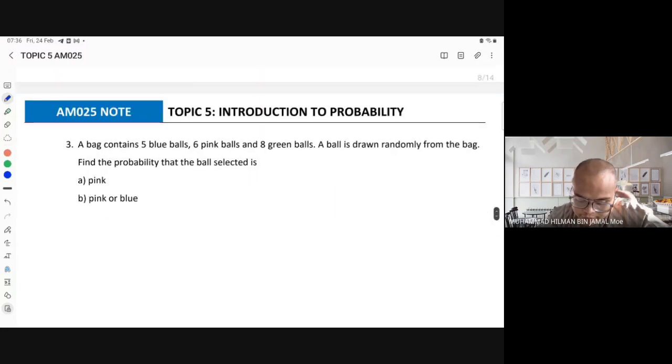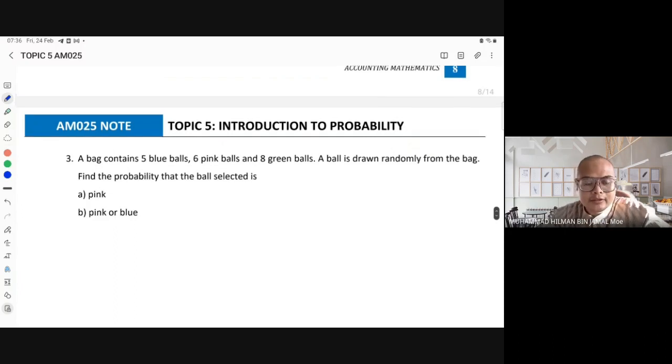Okay, next we have a bag contains 5 blue balls, 6 pink balls and 8 green balls. A ball is drawn randomly from the bag. Find the probability that the ball selected is (a) pink, (b) pink or blue. Okay, so yang ni pun contoh mutually exclusive event lah.